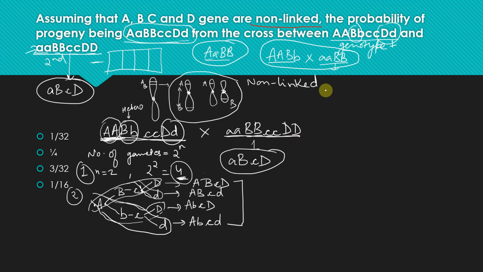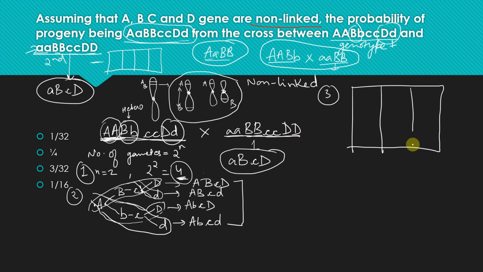Now the third method is by means of a Punnett square. Since there are very few gametes, we can find it by the Punnett square also. On one side I'm going to write the one particular gamete, which is capital A, capital B, small c and D, and on the other side I'm going to write all those four gametes and just write down the combinations, in order to get the progeny genotype.